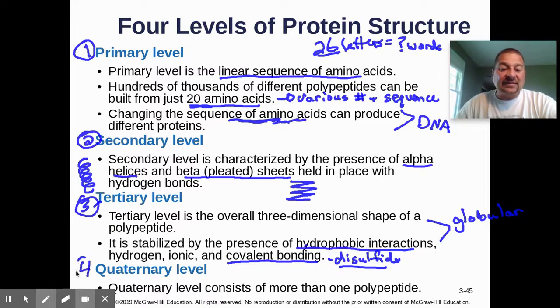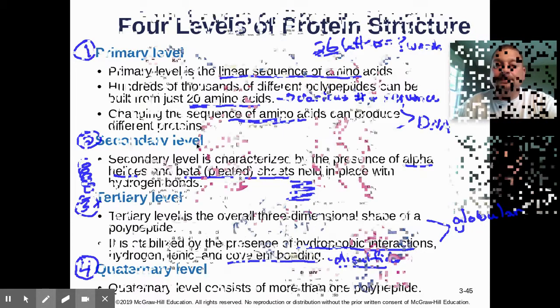Quaternary level, the last level, is just when you have more than one polypeptide. For example, hemoglobin, carrying oxygen in our blood, is 4 polypeptides joined together. And so that would be the quaternary level, is when you get all the polypeptides together to form that final protein shape that has a certain function.